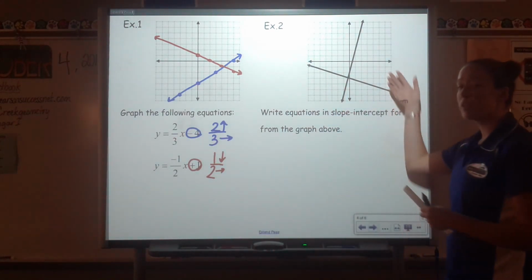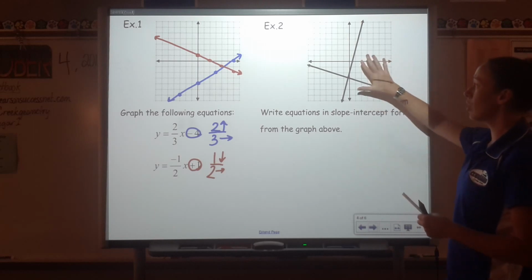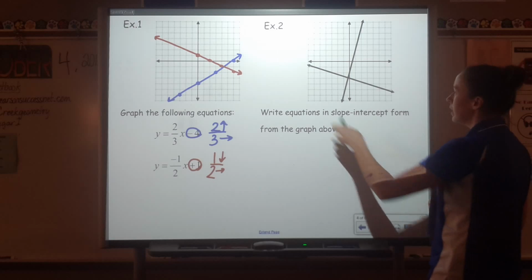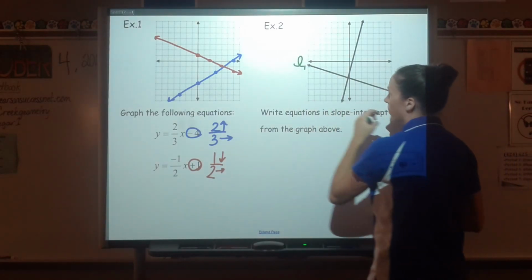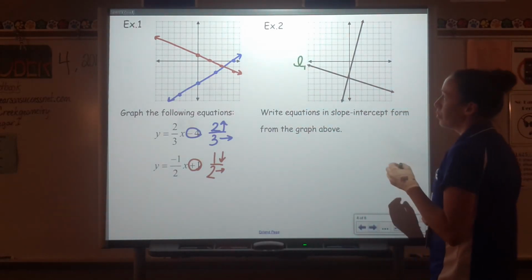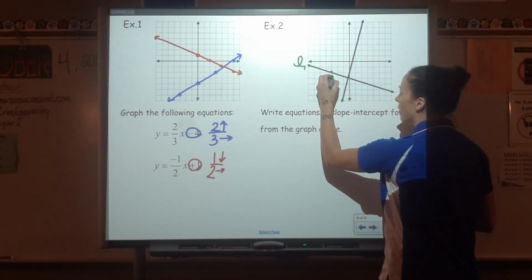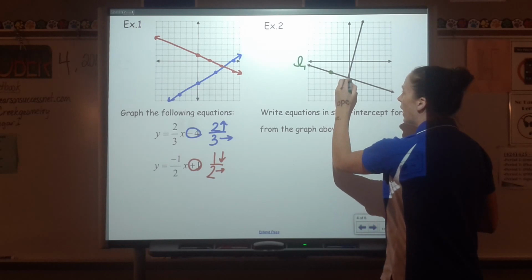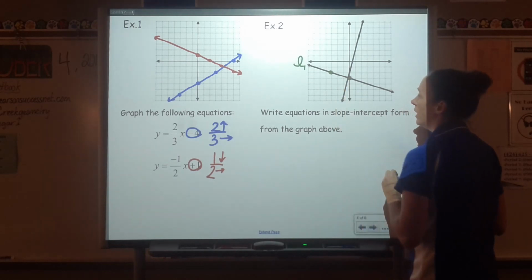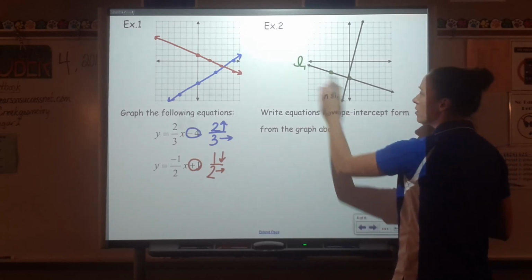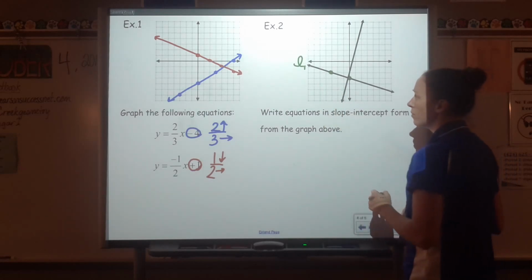Heading over here, let's reverse the direction. Let's start with the graph and write the equation. Well, let's pick one to be L1. We're going to pull 2 points from each line. So I'm going to identify this point right here and this point right here. And it could be any 2 points, but I'm going to choose 2 that sit on the grid lines to make counting my units really easy.